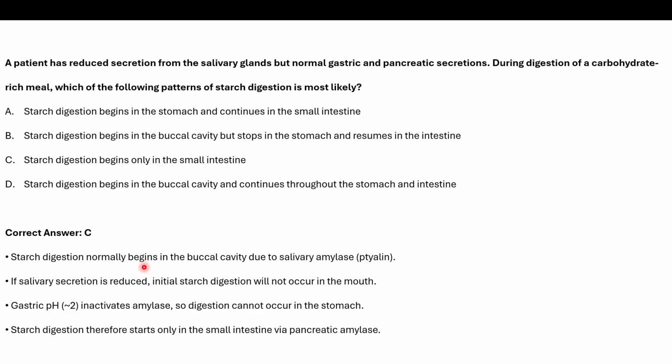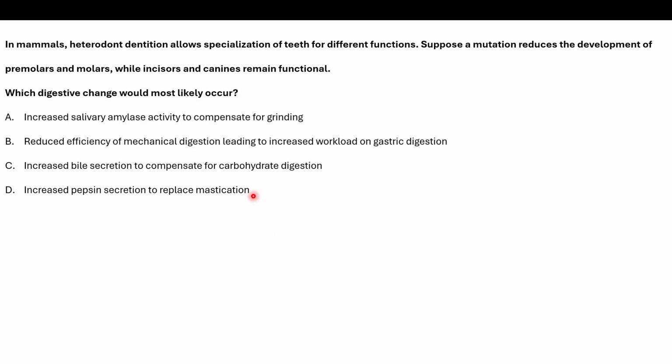So starch digestion normally begins in the buccal cavity due to the salivary amylase enzyme. If salivary secretion is reduced, then initial starch digestion won't occur in the mouth. Gastric pH, such a low pH, actually inactivates amylase enzyme, so digestion won't even occur in the stomach. But starch digestion will therefore start only in the small intestine by the action of pancreatic amylase.